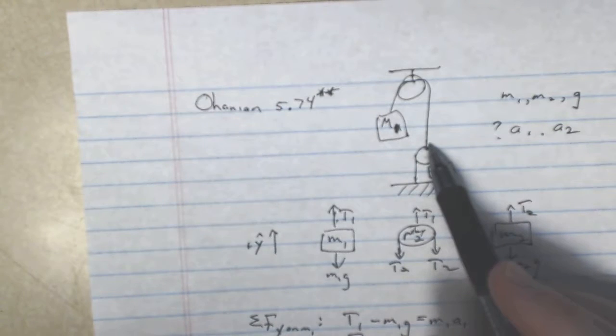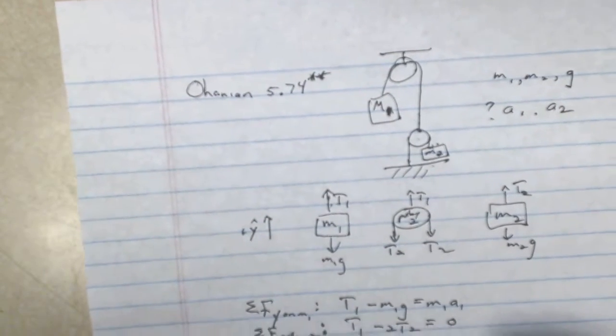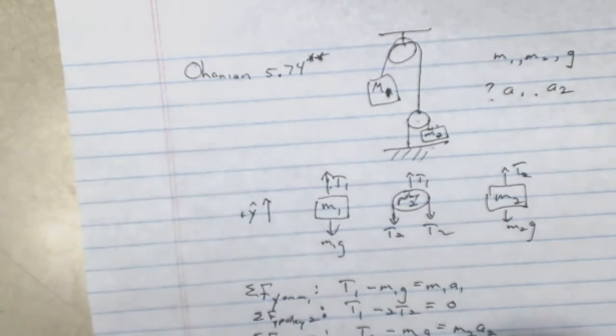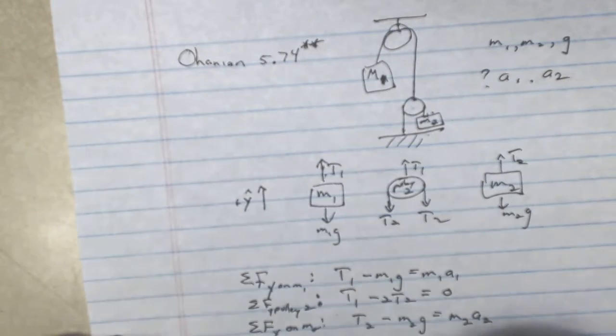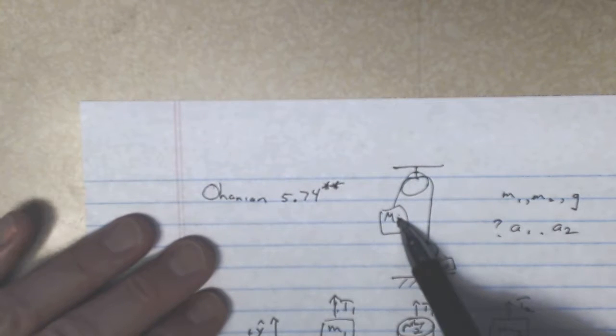So that tells us that A2 has to be equal to, now notice if the acceleration of this is in the positive direction, okay, then the acceleration of A2 is equal to negative A1, because actually I should say a positive acceleration for M.